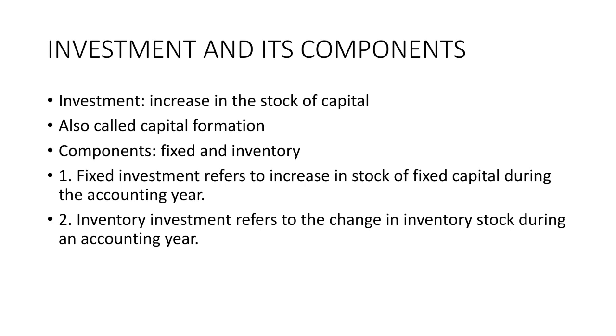The components of investment are fixed investment and inventory investment. Fixed investment refers to increase in the stock of fixed capital during the accounting year. Means fixed assets stock is increasing, plant and machinery, if they are increasing, this is the fixed investment. And inventory investment refers to change in the inventory stock during an accounting year. Here we are referring to the stock of raw material with the producers, stock of finished goods with the producers, and stock of work in process with the producers. Clear? So inventory investment refers to change in stock, and fixed investment refers to the investment into the fixed assets.